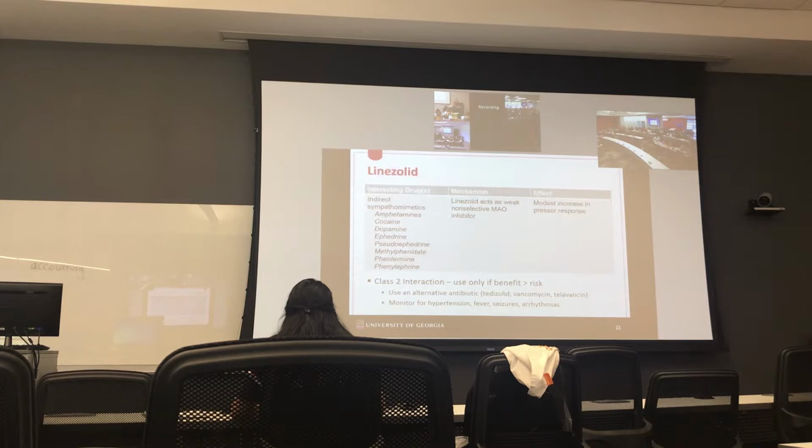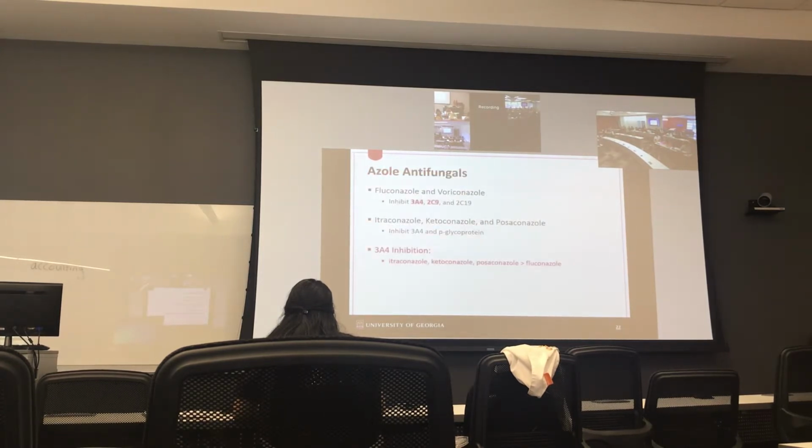But some other agents, so amphetamine, pseudoephedrine, methylphenidate, if a patient's using these agents and maybe already has a history of hypertension and then we add linezolid, that could result in increased blood pressure and potentially worsen their hypertension. So the recommendation here is to use an alternative antibiotic when possible, and then to monitor blood pressure, monitor for fever, seizures, arrhythmia. But again, depending on the agent, it may be helping the effect of that agent, particularly with phenylephrine.